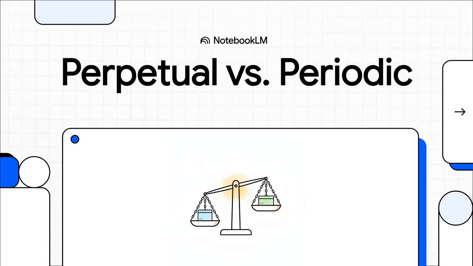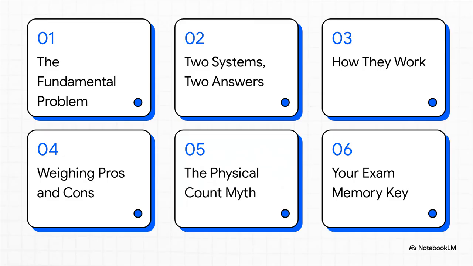If you're prepping for any kind of accounting or business exam, you know inventory questions are pretty much guaranteed to show up. And mastering the two big systems for tracking it, perpetual and periodic, isn't just a nice to have, it's absolutely essential. So that's what we're going to do right now. By the end of this, you'll have these concepts down cold.